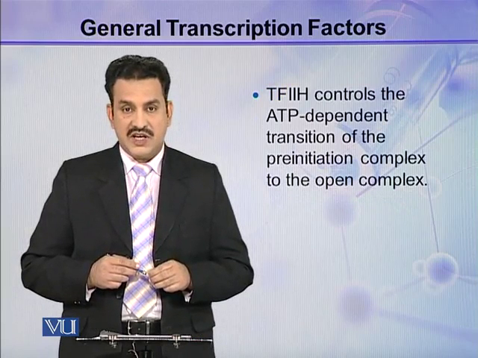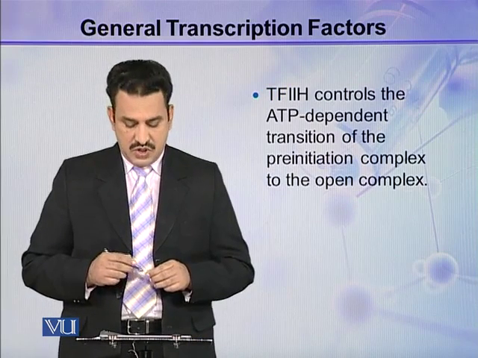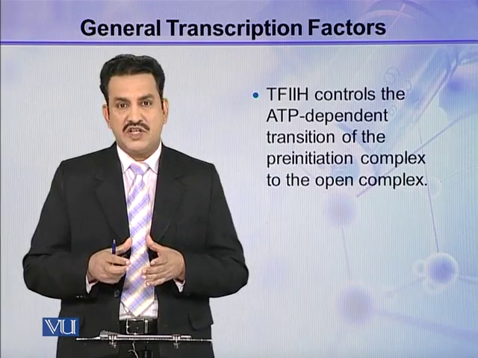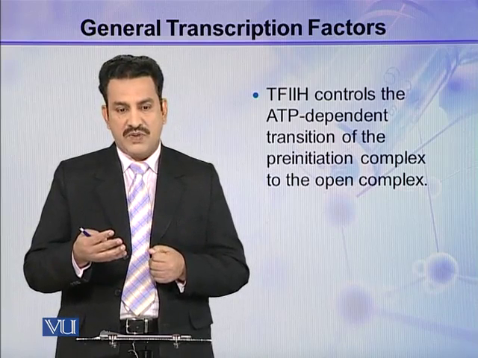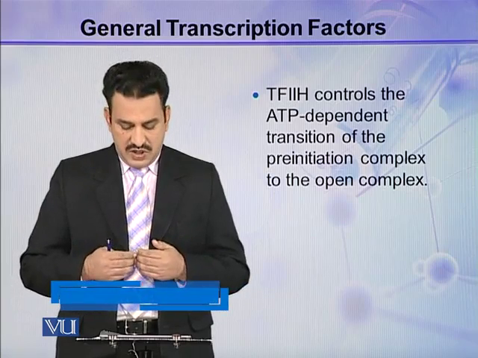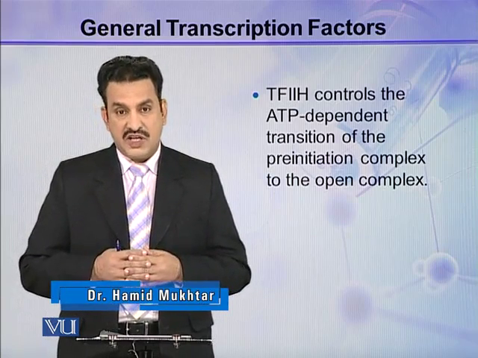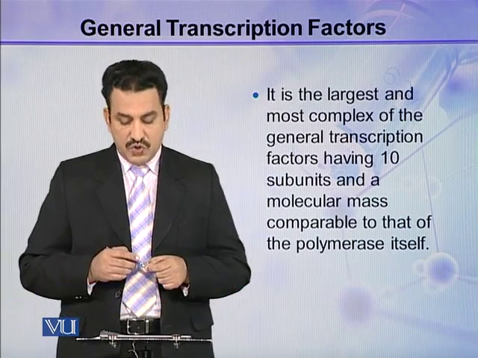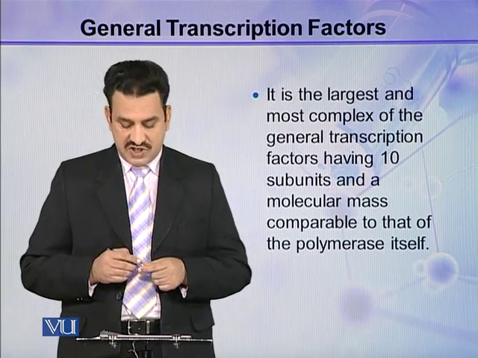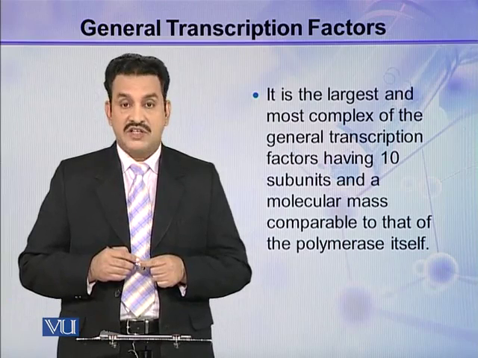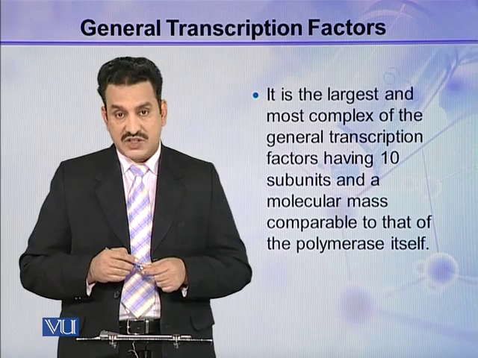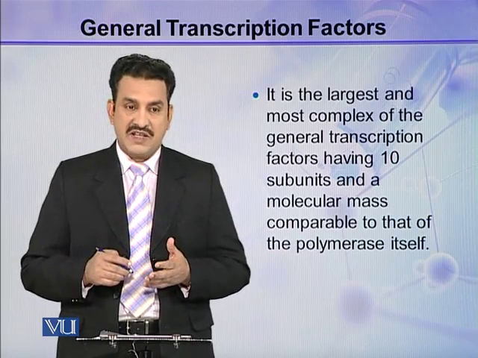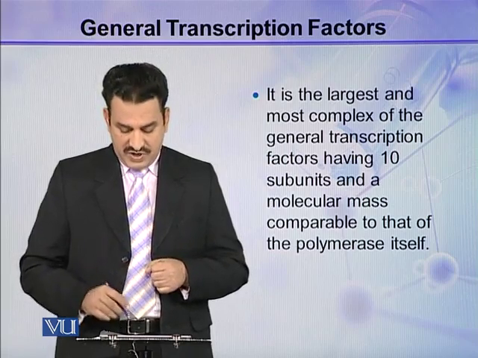TF2H controls the ATP dependent transition of the pre-initiation complex to the open complex. So now this pre-initiation complex will enter into the open complex, and this transition is ATP dependent. It is the largest and most complex of all the general transcription factors because it has 10 subunits and a molecular mass comparable to that of the polymerase itself. So its molecular mass is about the same as that of polymerase.